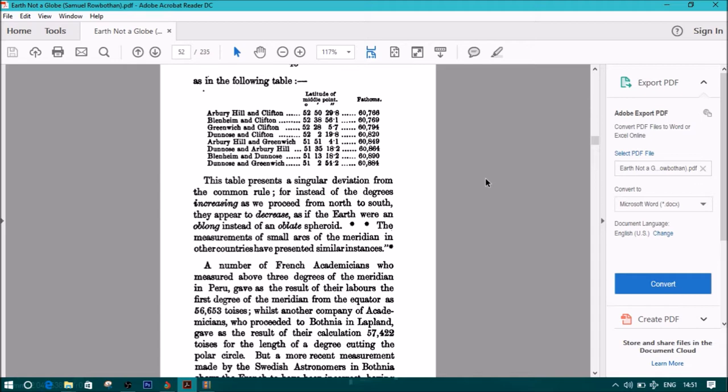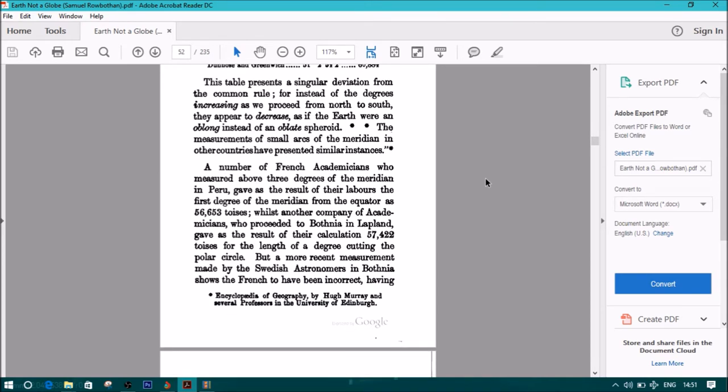A number of French academicians who measured above 3 degrees of the meridian in Peru gave as the result of their labors the first degree of the meridian from the equator as 56,653 toises, whilst another company of academicians who proceeded to Bothnia in Lapland gave the result of their calculations as 57,422 toises for the length of a degree cutting the polar circle.